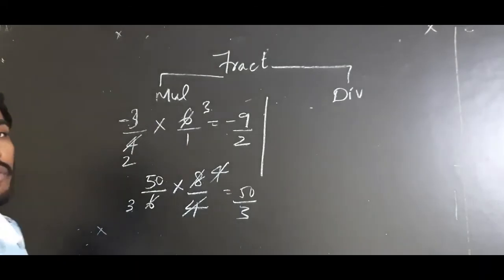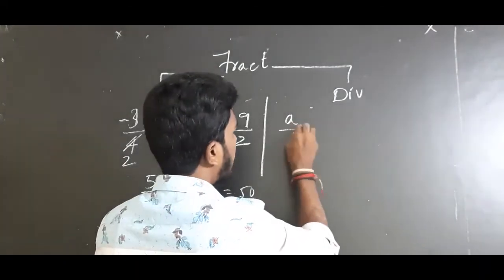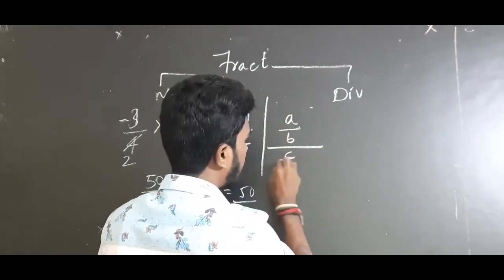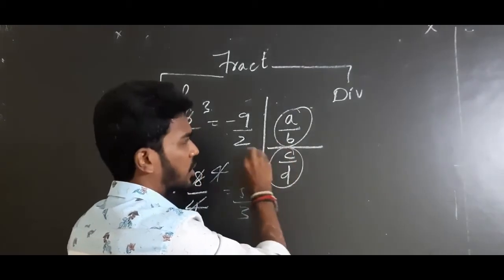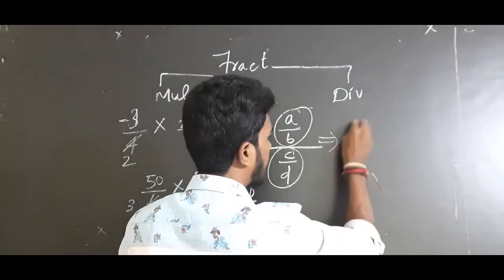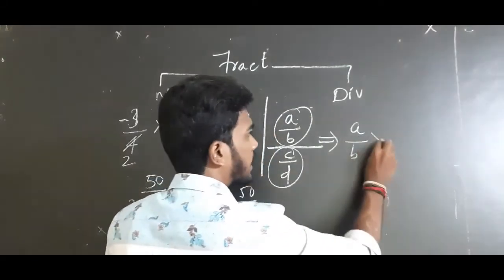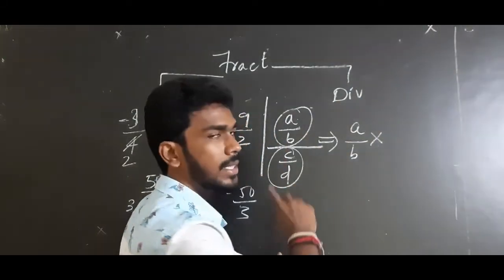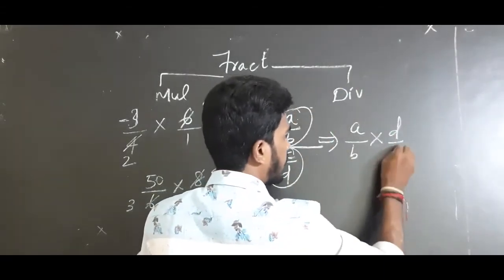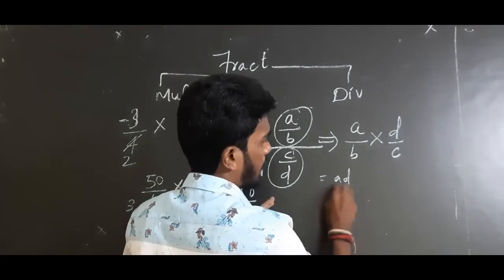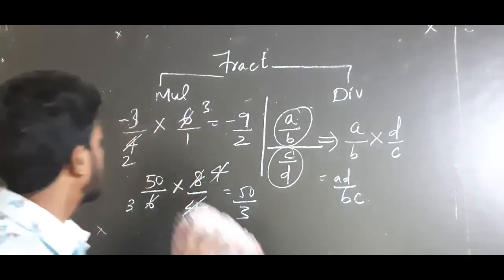Okay, now for division oriented problems, let's imagine A divided by B divided by C divided by D. Upper part is going to have a fraction, lower part is also going to have a fraction. In that scenario, you can keep A divided by B as it is. This C by D should be taken in the form of a reciprocal. Reciprocal is nothing but a transpose. So D divided by C. So the output will be AD divided by BC. Same integer rules are going to apply here. Let's see how to tackle the sums.